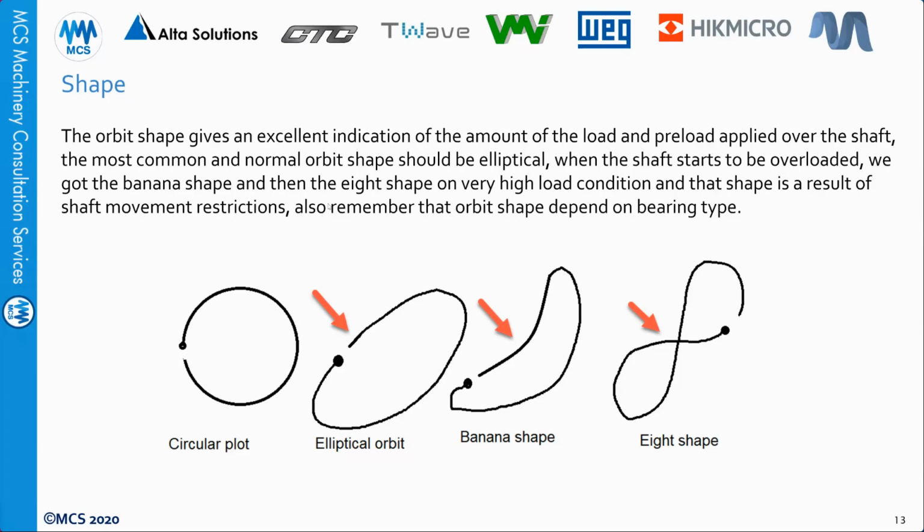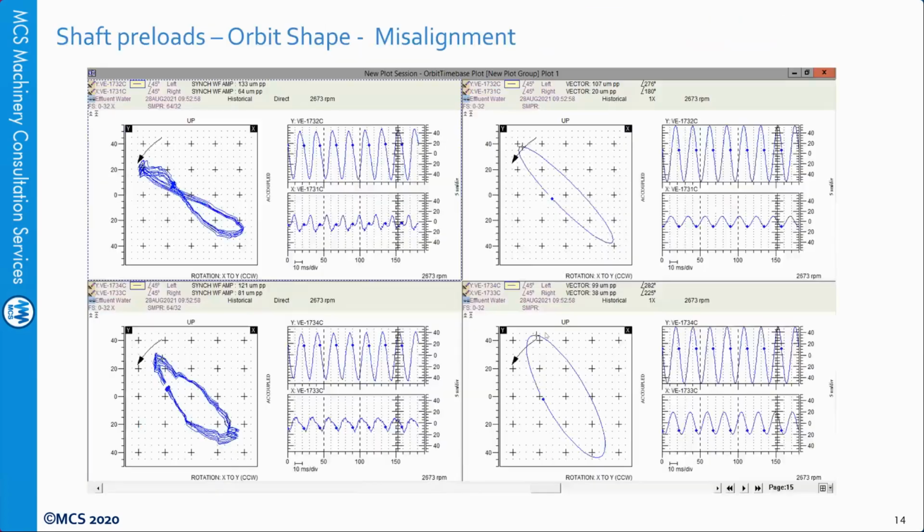But the normal shape should be an elliptical orbit, which is the second one, that one. When you have higher preload, you will see the banana shape. With even higher preload, you will see the H shape. And you might even see a heart shape. There are many shapes for the orbit when it is heavily preloaded. As you can see, this is an H shape orbit.